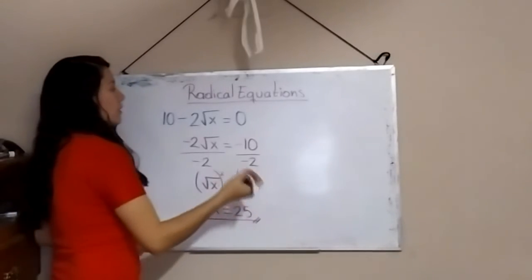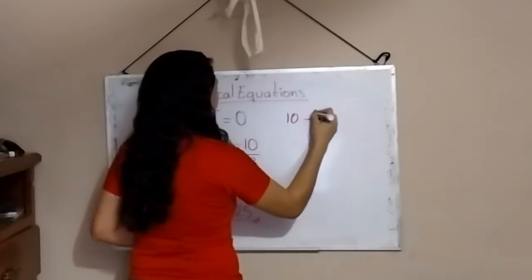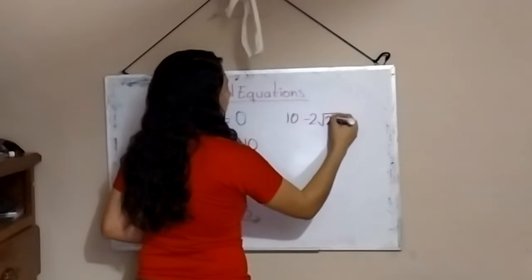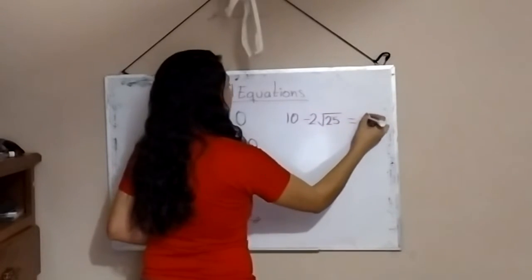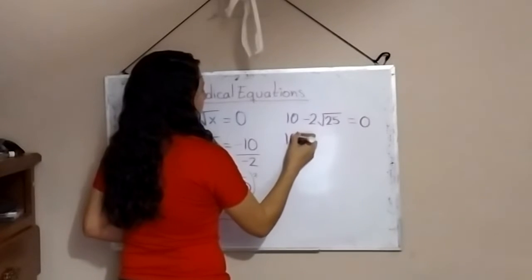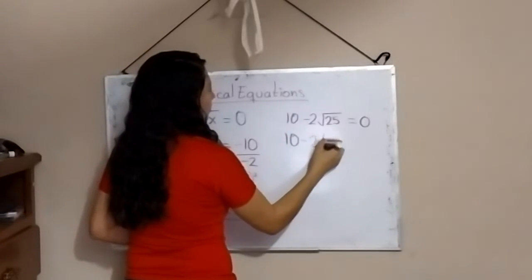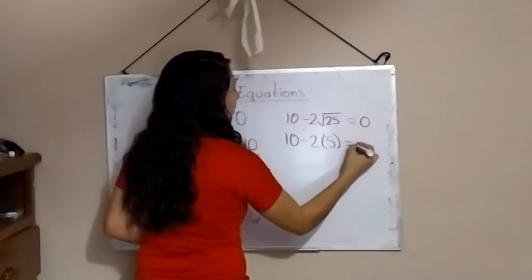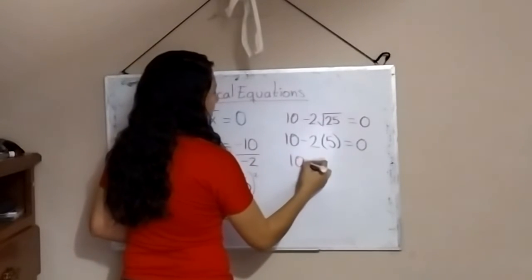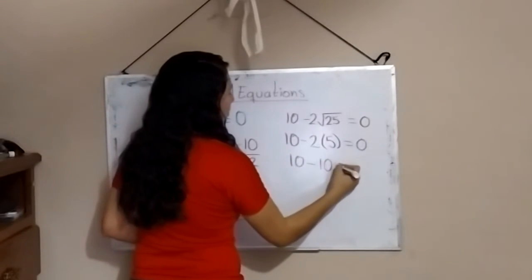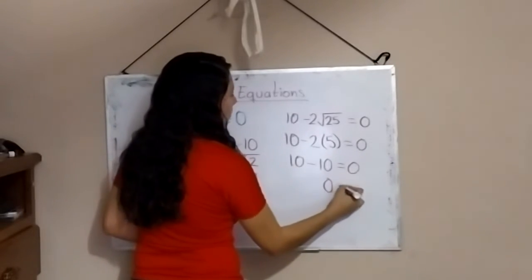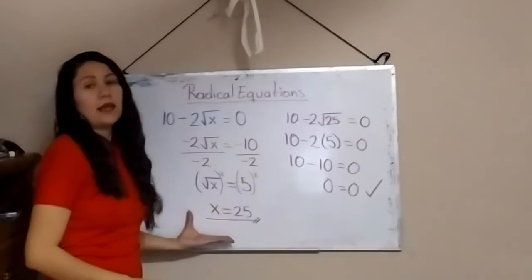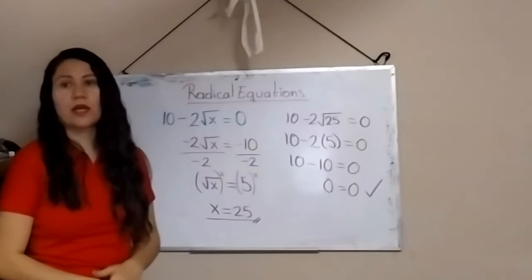Now let's check the solution in the original equation. We have 10 minus 2 times the square root of x, which is 25, equals 0. 10 minus 2 times, what is the square root of 25? 5, equals 0. 10 minus 2 times 5 is 10 minus 10 equals 0. So our answer is correct, meaning that x equals 25 is a true answer.